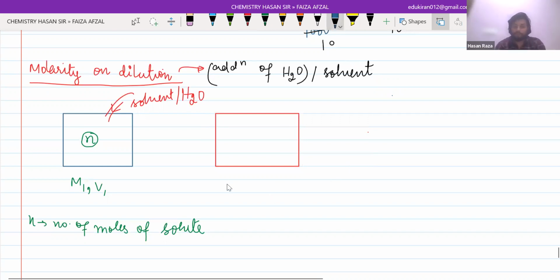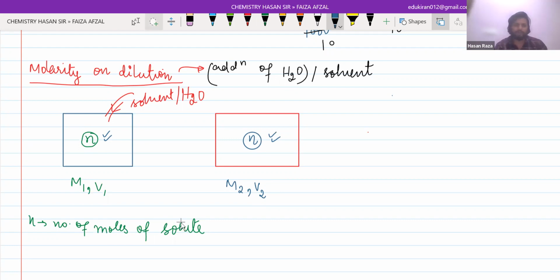Now, if the volume changes, that means molarity also changes. But can you tell me, if you add solvent, will it affect the number of moles of solute? Will it increase or decrease, or will it be as it is? What do you think? It will be same. That means number of moles of solute here will be same as the previous one, because you added water. Solvent will increase, but the solute will be the same.